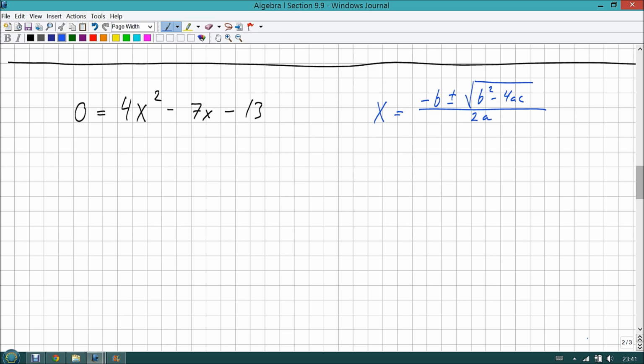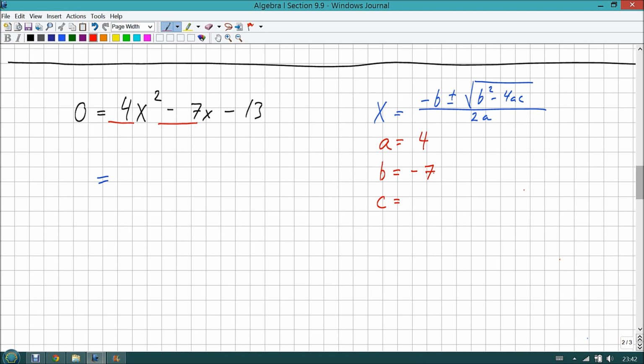Now, when I'm working with a formula and I'm plugging stuff in, the first thing that I always do is plug stuff into parentheses. I also need to label what my a, b, and c values are. So I'm going to put down an a, b, and a c over here as a note as to which one is what value. The a is always the number in front of the x squared. So in this case, the a is equal to 4. The b is always the number in front of the x. So in this case, that would be negative 7.